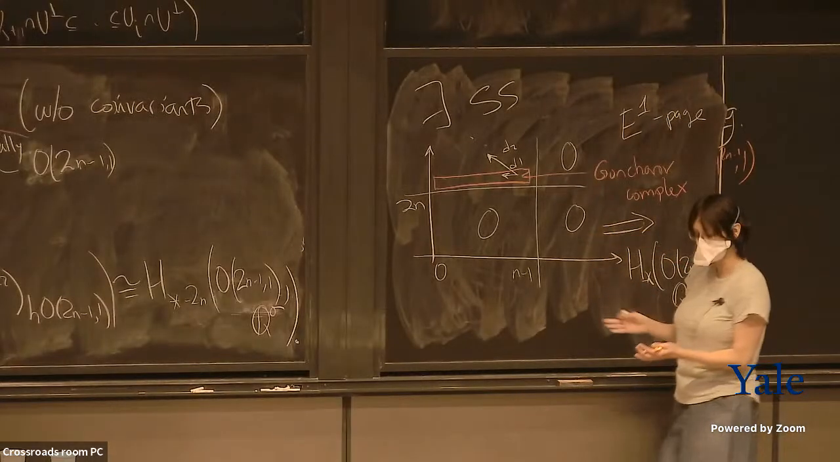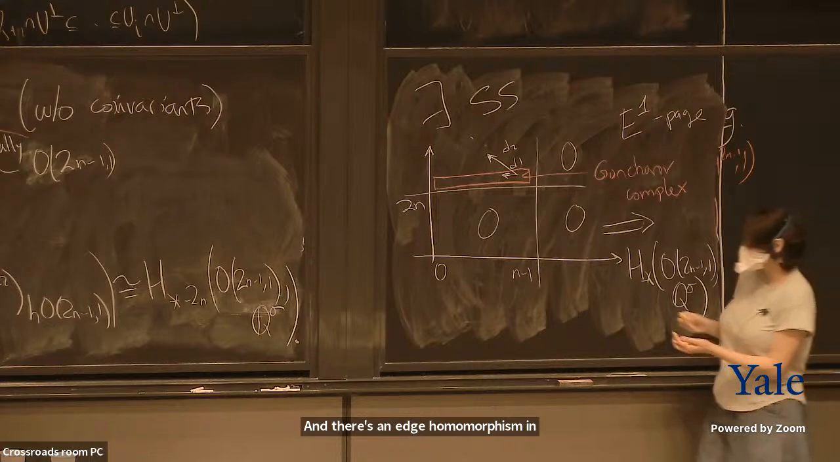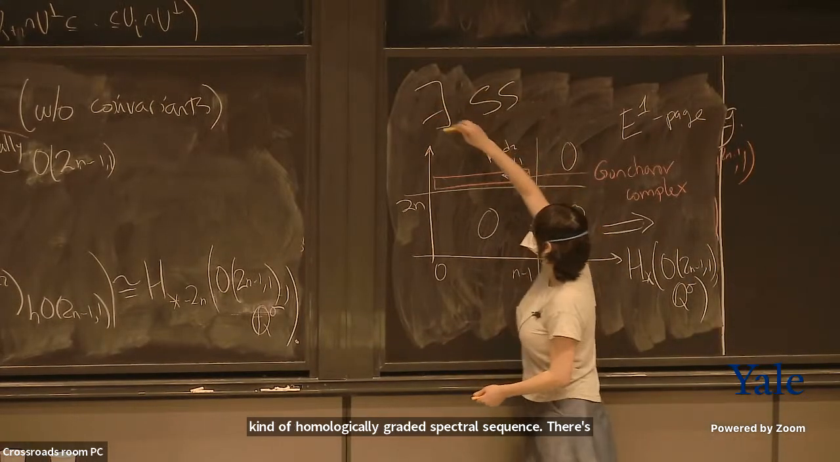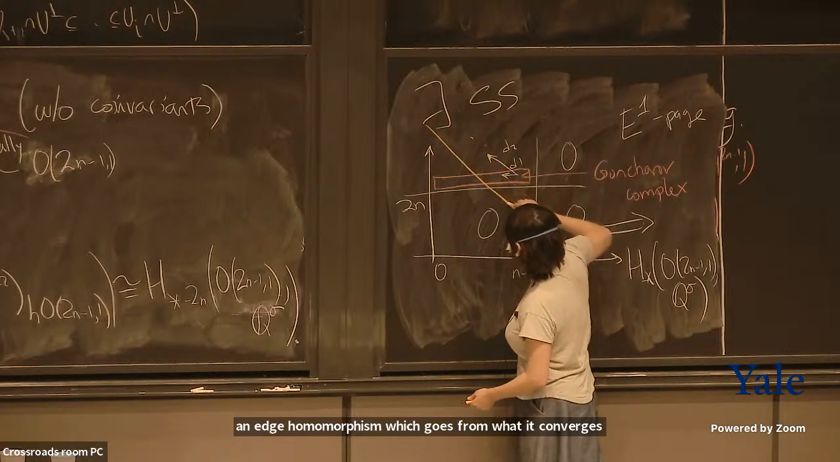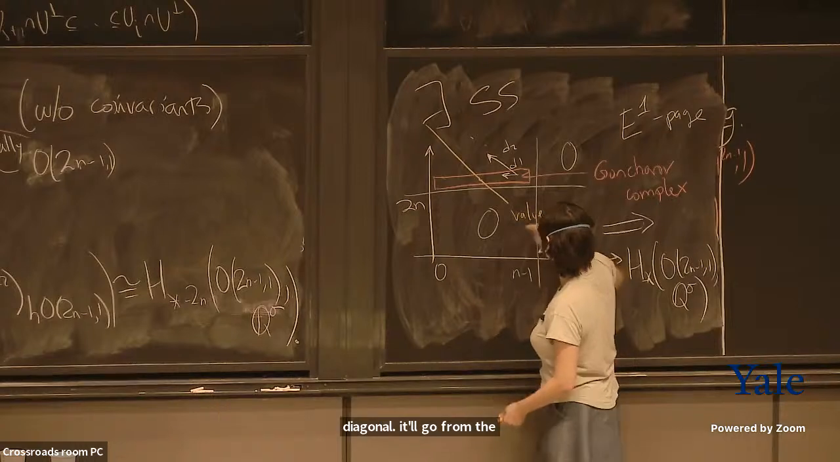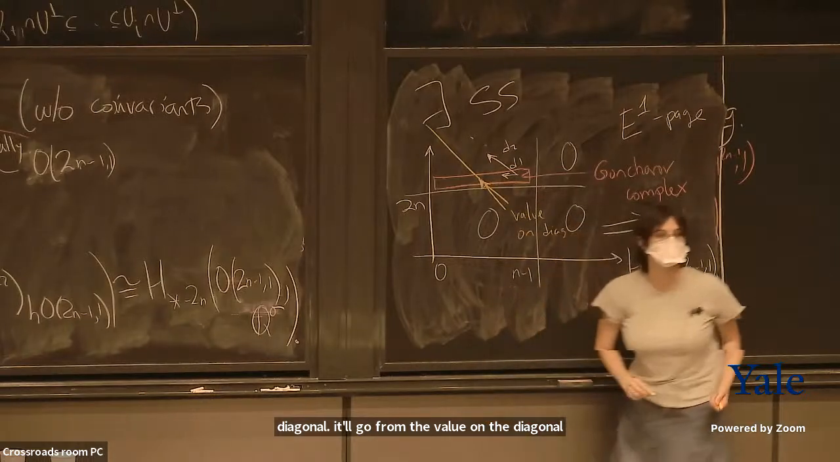And there's an edge homomorphism. In general, on this kind of homologically graded spectral sequence, there's an edge homomorphism which goes, when it converges to, so if there's a diagonal, it'll go from the value on the diagonal to the place where it intersects the bottom.